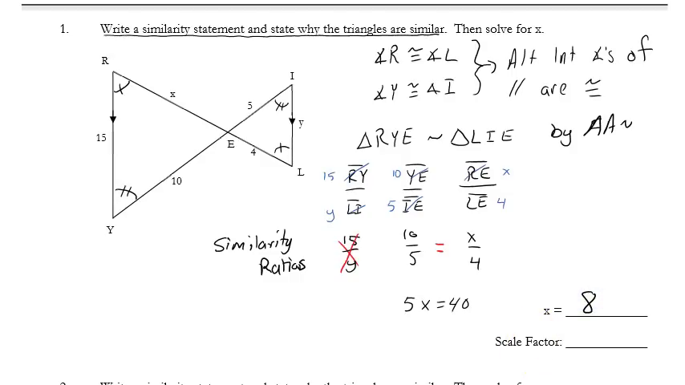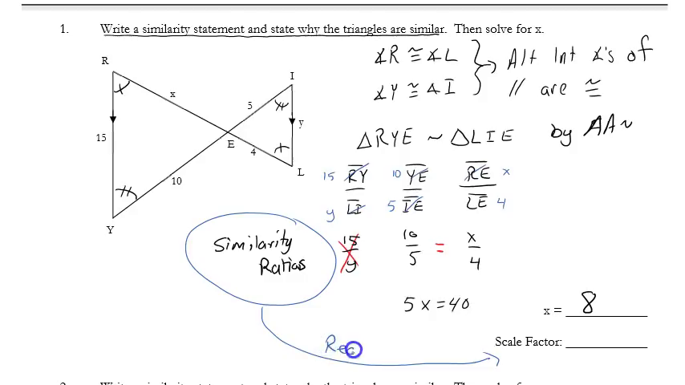Scale factor, don't forget, if these are my similarity ratios, scale factor is the reciprocal. So I already have it. My similarity ratios are 10 over 5, which is the same as 1 over 2. X is 8, so I could have used 8 over 4, but 8 over 4 is the same as 1 over 2. That's my similarity ratio. My scale factor is 2 over 1.